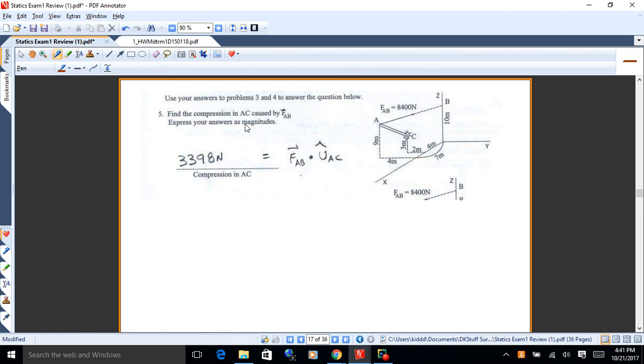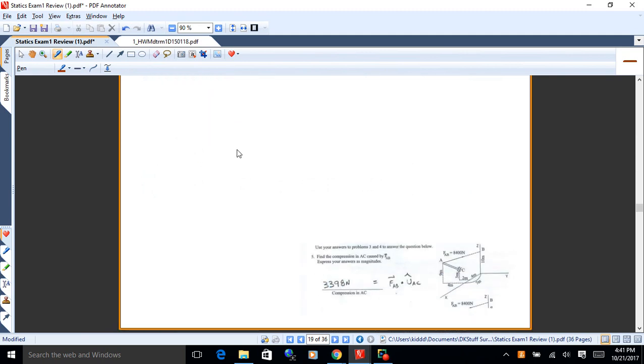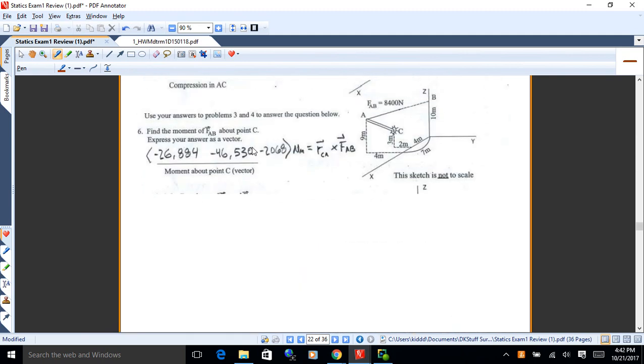So the first thing I want you to do with those vectors is to find the compression in AC caused by FAB. That would be a dot product. And you should get about 3398 for that. Then once again, use the vectors that were found in problems 1 through 4. Find the moment of FAB about point C. That would be a cross product. So here's one example of how I'm trying to save you some time by having you find a set of vectors first and then use them, so you're not constantly finding vectors.